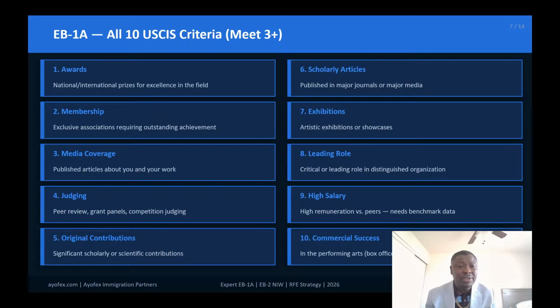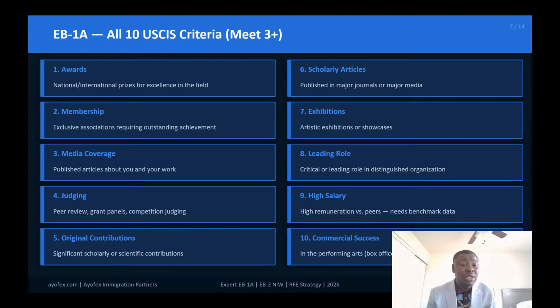The first criterion is receipt of national or international awards or prizes for excellence in your field. That is, if you have received awards from organizations or associations in your field that show that you are really a person of excellence, or these awards were given because of excellence in your field or some innovations that you brought, then you can meet this criterion.